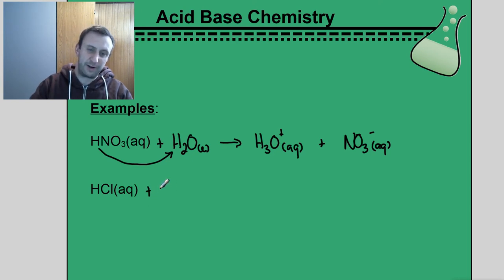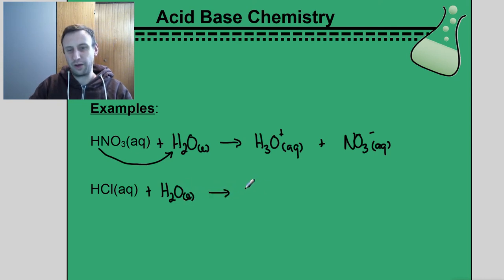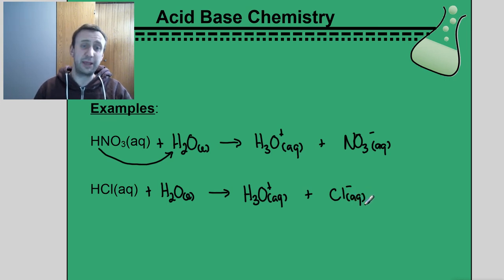In the same way, if I were doing this with HCl, so I have HCl aqueous plus water, it's going to react with the water in order to make, again, hydronium, H3O+ aqueous, as well as chloride ion, Cl- aqueous. So it's going to make those 2 things.